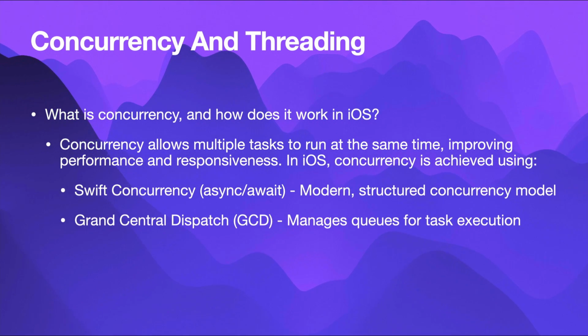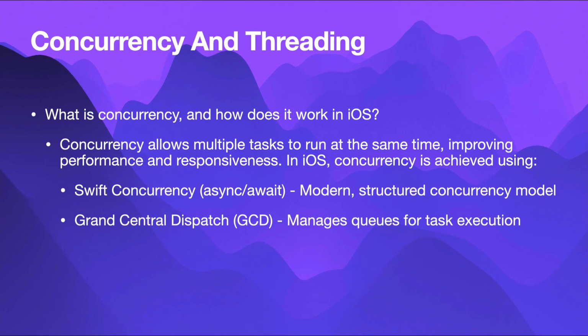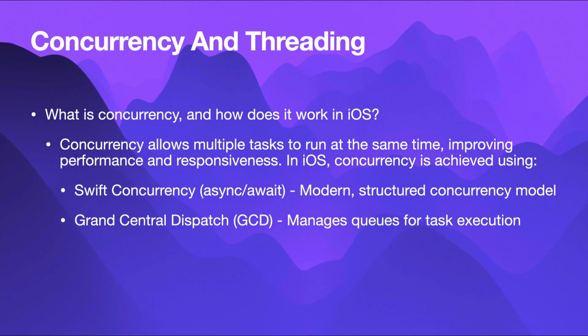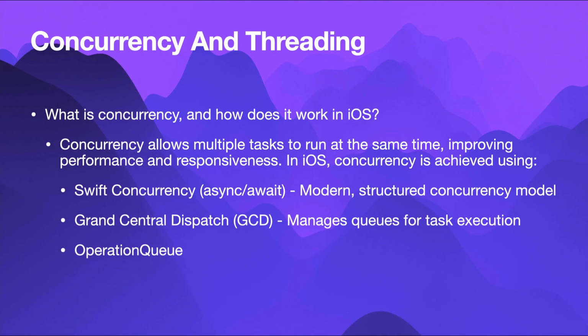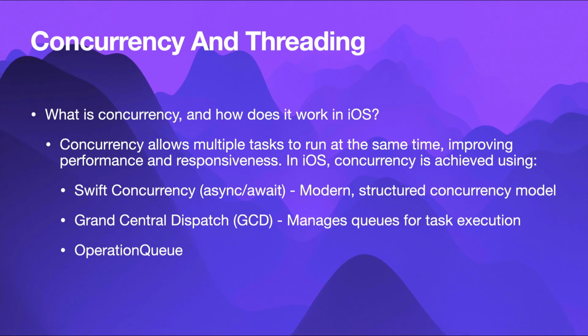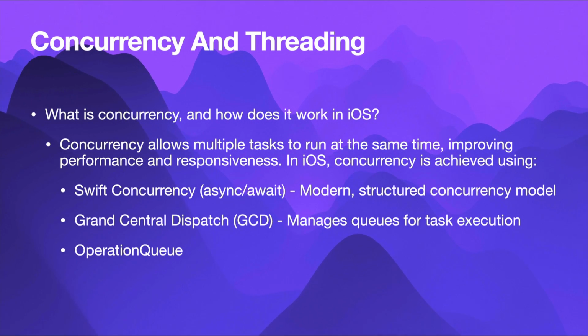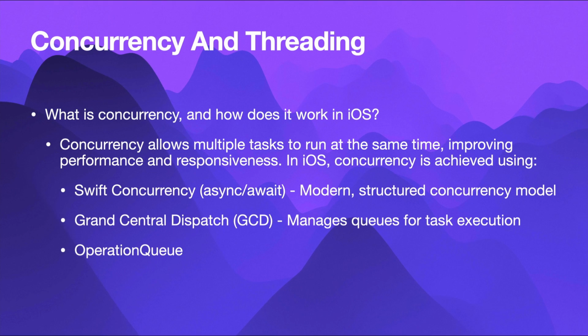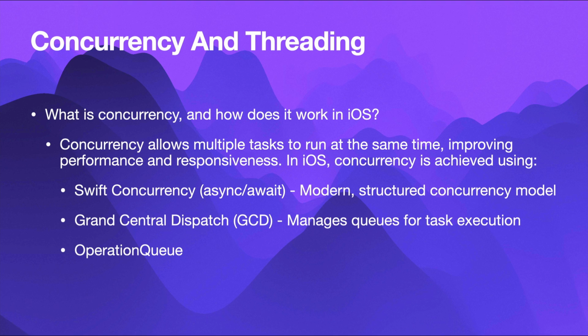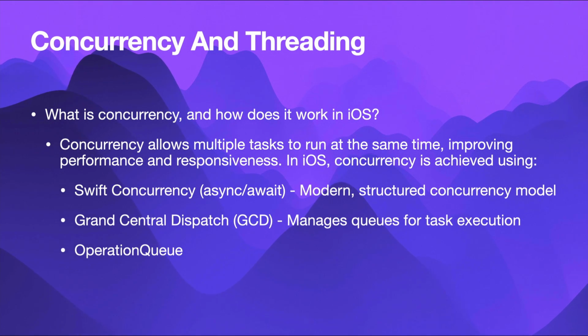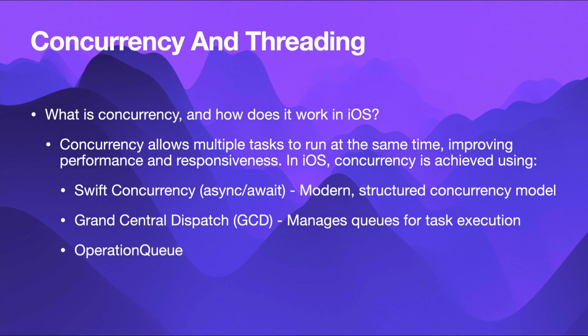We have the Grand Central Dispatch, which was used before the modern structured concurrency model came out. So this manages queues for task execution. And then we have the operation queue as well. The latter two options are sort of manual concurrency systems where we as the developer have to manage thread and task execution ourselves. Whereas the Swift concurrency model is the more modern structured approach where the system handles that a lot under the hood for you. So that's a quick breakdown of what concurrency is and how it works in iOS.